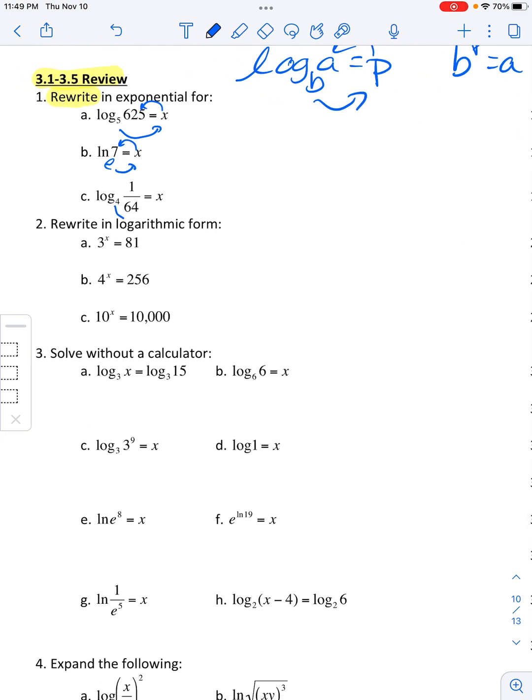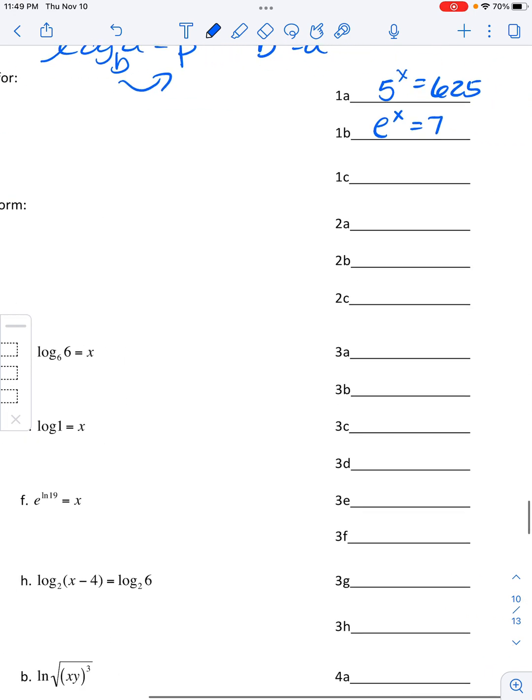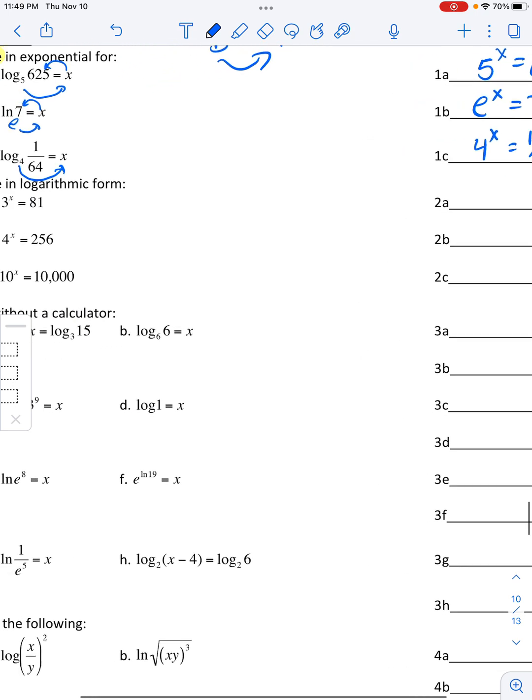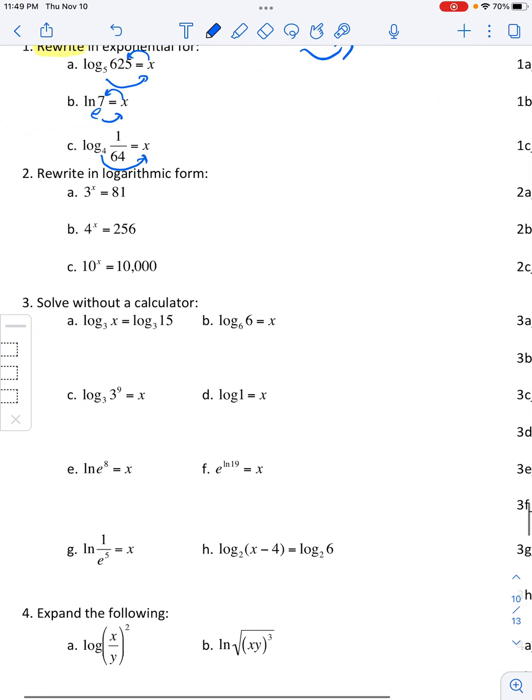Here, 4 is my base. Over here alone would be x as a power. So 4 to x equals 1 over 64. Keeping in mind, if I was solving that, I'd have to use a negative power to get it to go into the bottom. My verb is still rewrite, and so I'm going to go ahead and do that.